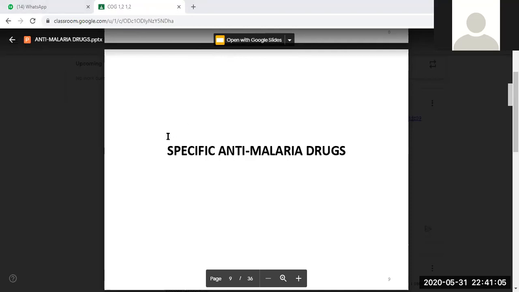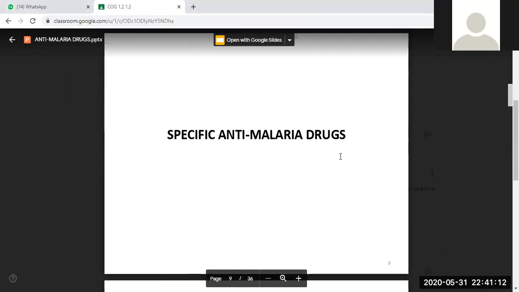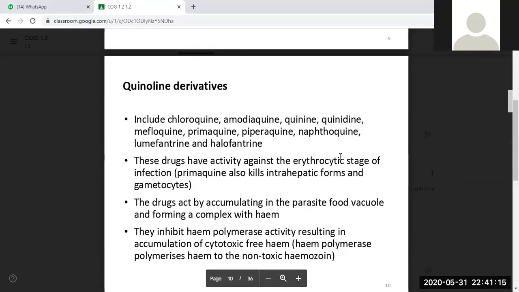Okay, so let's look at the specific anti-malaria drugs that we have. So we'll start with the quinoline derivatives. Examples include chloroquine, amodiaquine, quinine, quinidine, mefloquine, primaquine, piperaquine, naphthoquine, lumefantrine, and halofantrine.